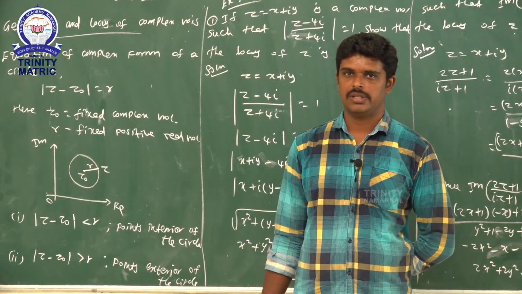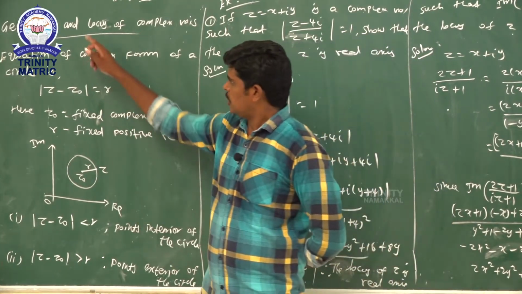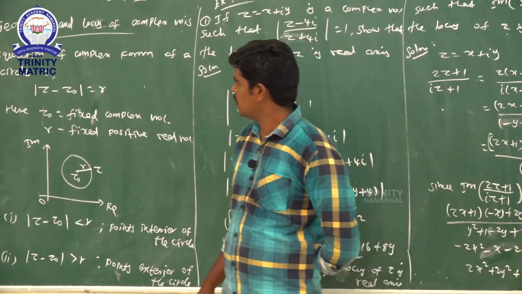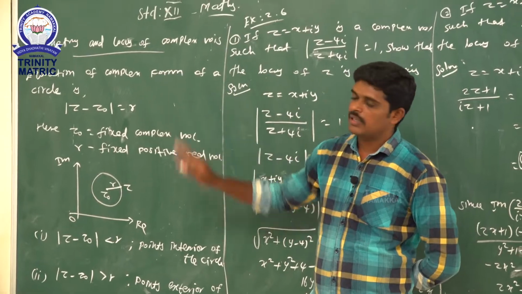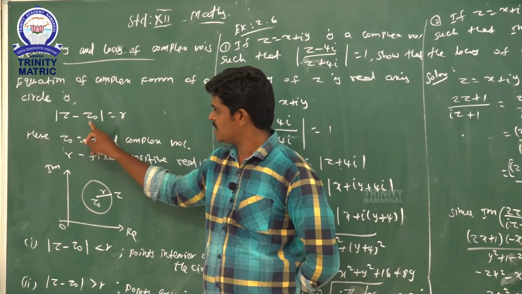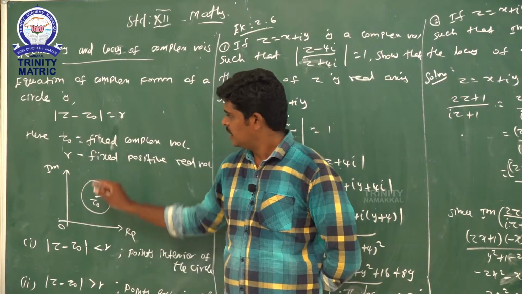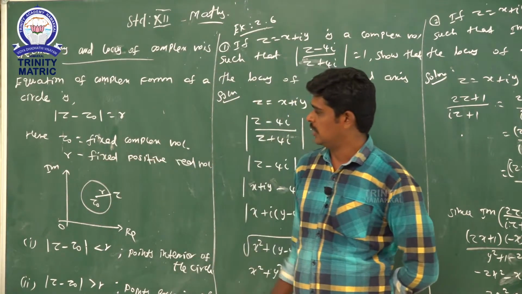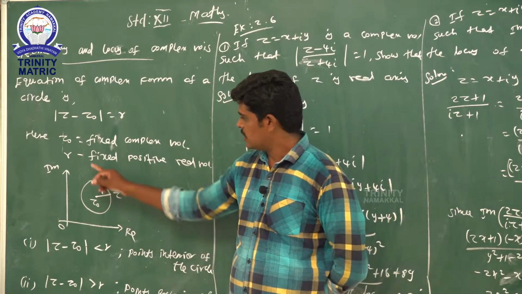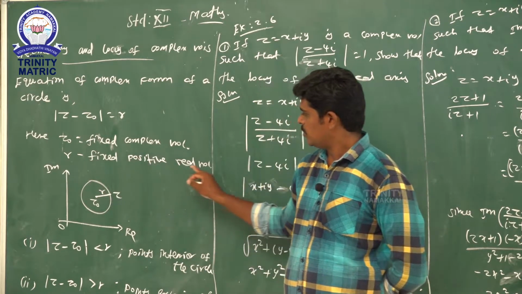Hi students, today we see the topic geometry and locus of complex numbers. First of all, we see the equation of complex form of a circle. Circle oda complex form eppadi irukum appadina modulus of z minus z naught is equal to r. Here z naught is a fixed complex number, it's not changed. That is the center value. Next, r is denoted by a fixed positive real number.